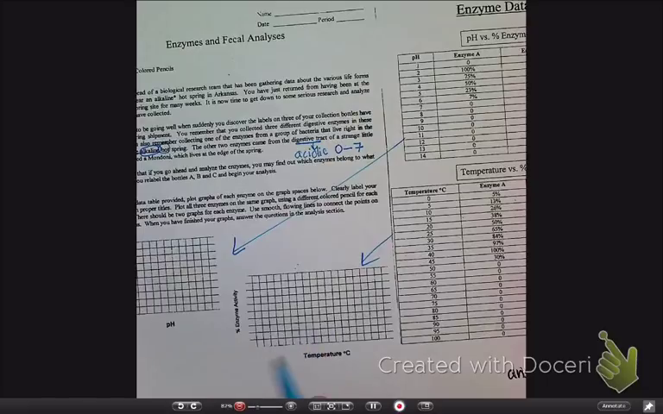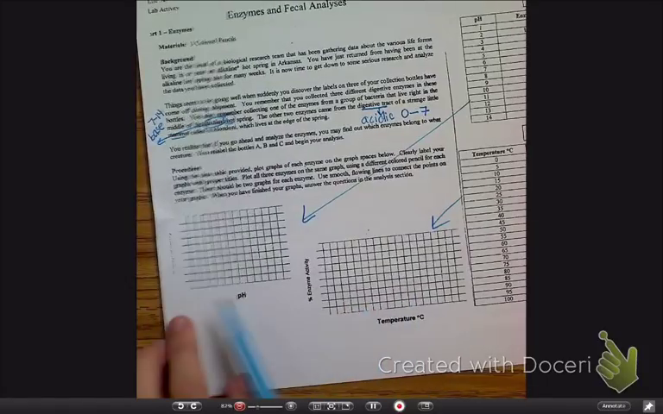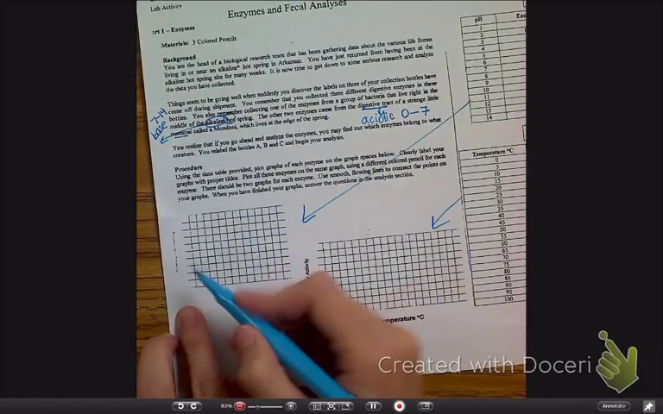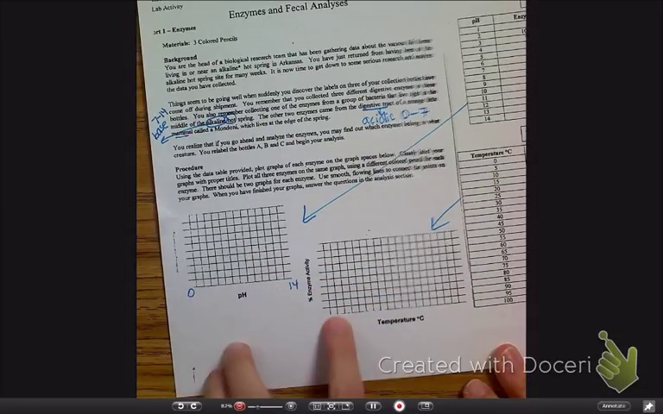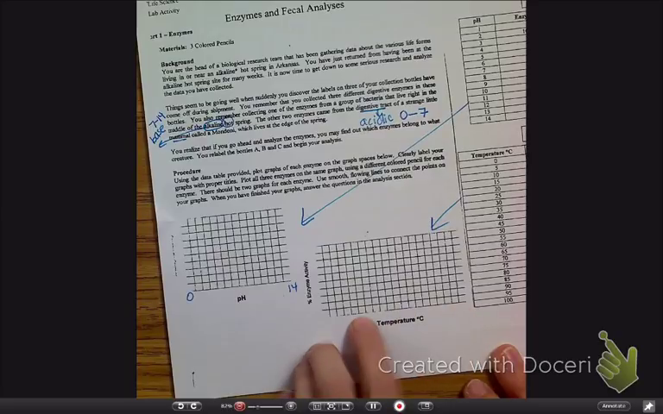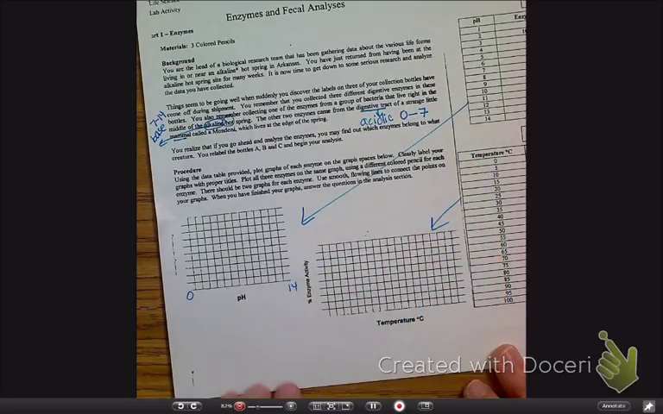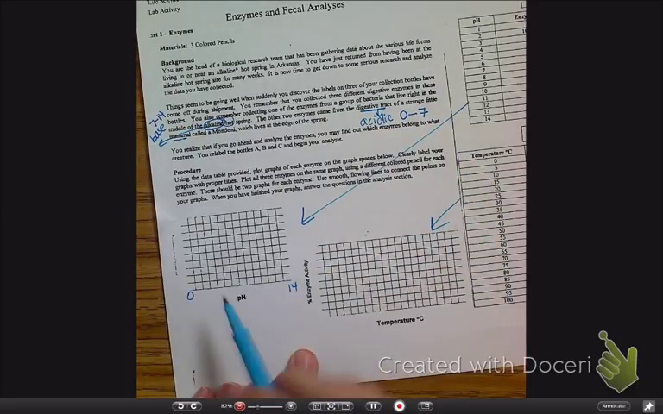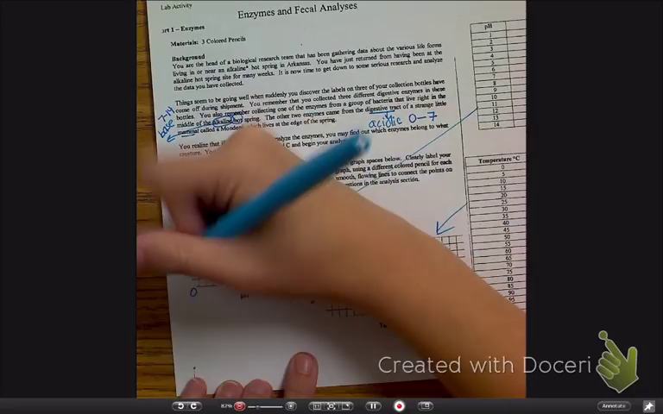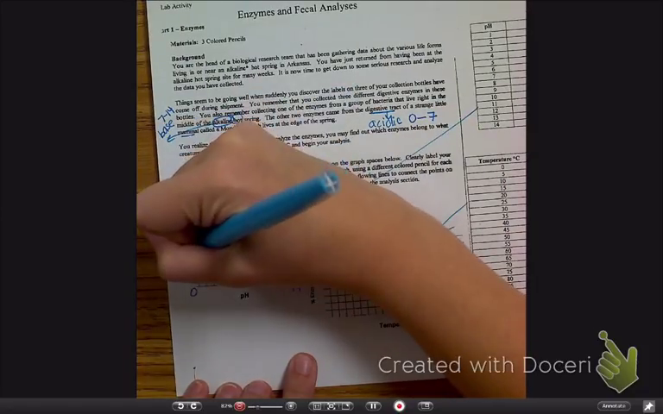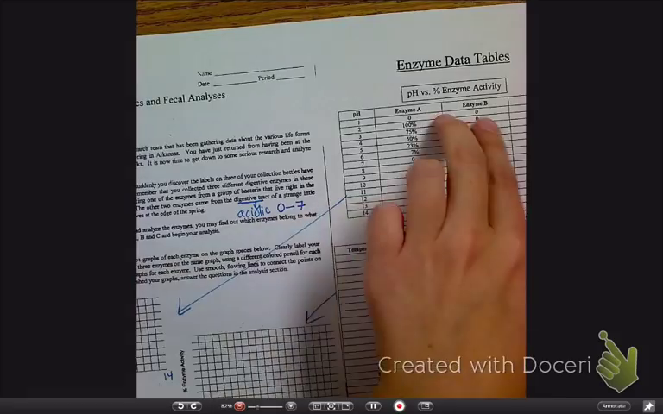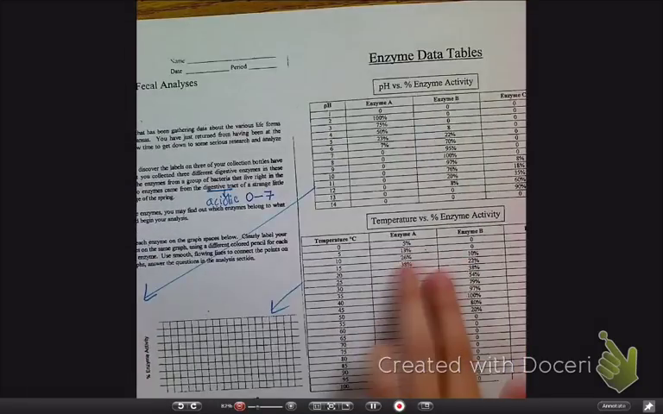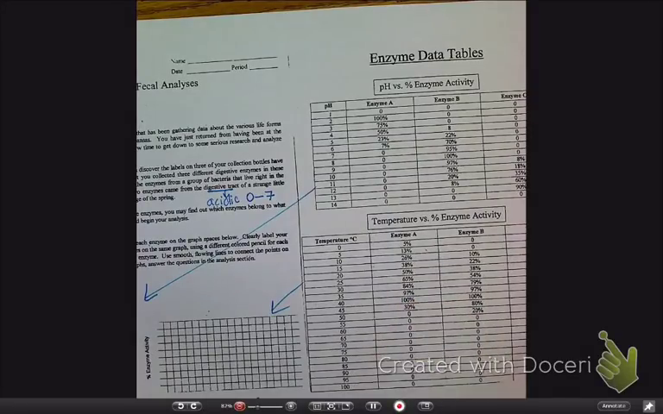If you want to use your own graph paper, you're more than welcome to, but it has everything set up perfectly. So for the pH, you've got 0 to 14, and you just go by ones. I forget what scale you're supposed to use for temperature, but it should be pretty easy to figure out based on those numbers. And then on the y-axis for both of them, and this one didn't quite show up, this is the percent of enzyme activity, which are all of these numbers right here. So those are going to be the numbers you graph on your y.